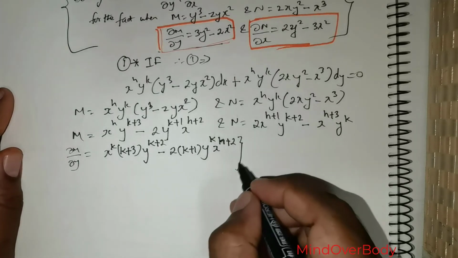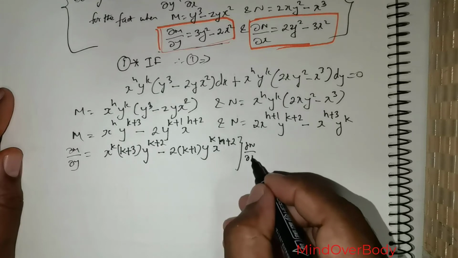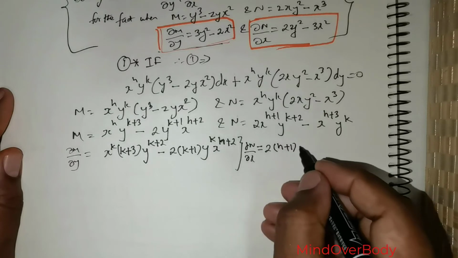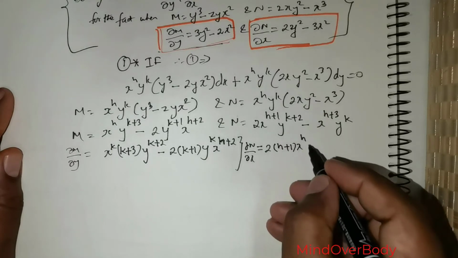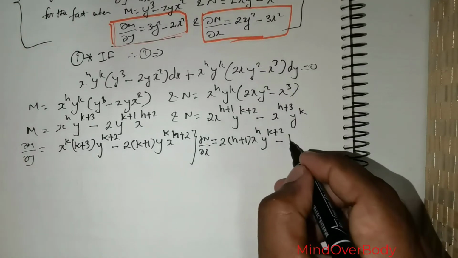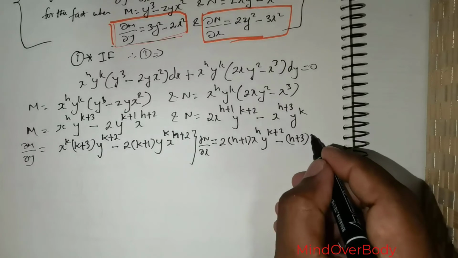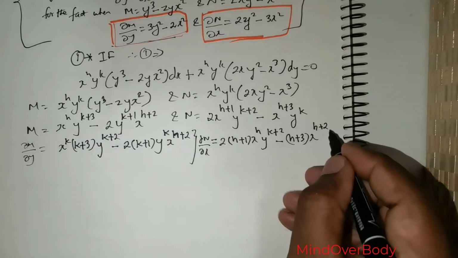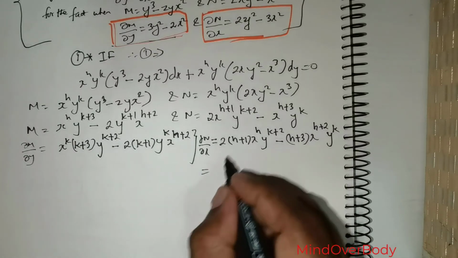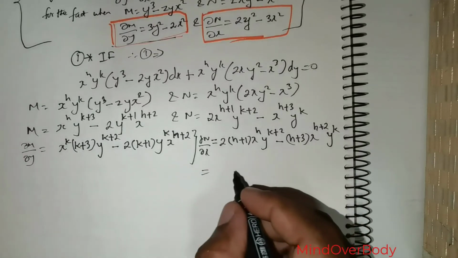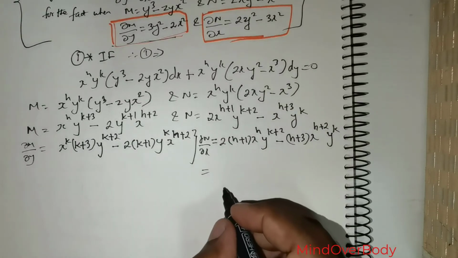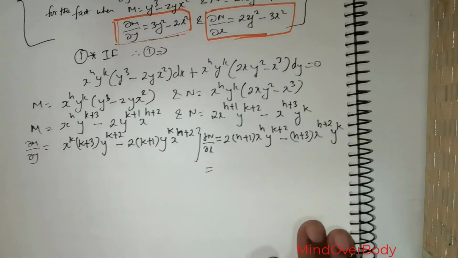So now comes ∂N/∂x, which is equal to 2(h+1) x^h y^(k+2) − (h+3) x^(h+2) y^k. Now we can simplify this and rewrite it just to be a little bit consistent. So in fact, this is fine.